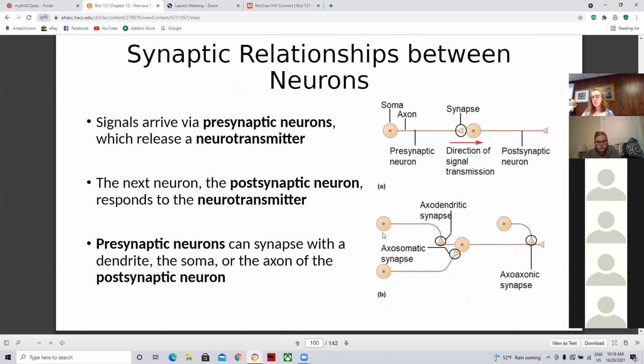So synapses, remember what a synapse is. What's a synapse?